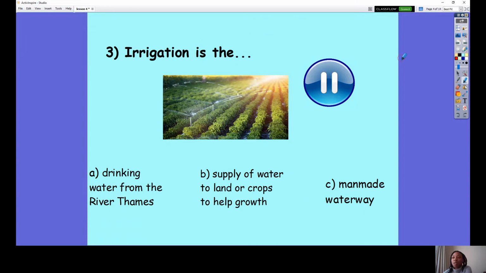Moving on to question number 3. Irrigation, again, this links in with last week's lesson. Irrigation is A, drinking water from the River Thames, B, the supply of water to land or crops to help growth, or C, the man-made waterway? Pause the video so that you can work that out. Irrigation is B, the supply of water to land and crops to help growth.